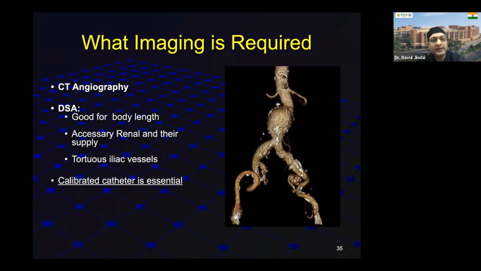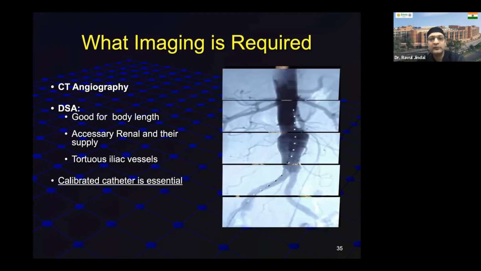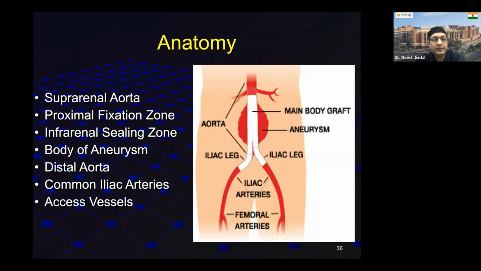We must do a CT angiography. We should not do aortic aneurysm stenting on the basis of DSA. These are the main parts of the anatomy. What we call suprarenal aorta is above the renal arteries. Proximal fixation zone, where the stent is going to be fixed. Infrarenal sealing zones, body of the aneurysm, distal aorta, common iliac arteries, and access vessels. So all these 7 points have to be taken into consideration when we do stenting.